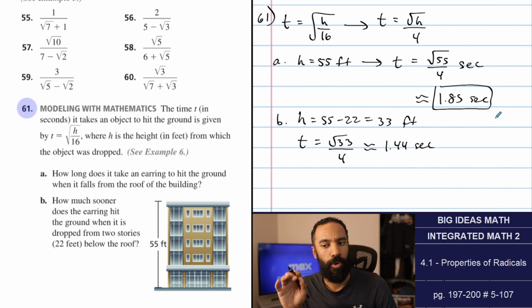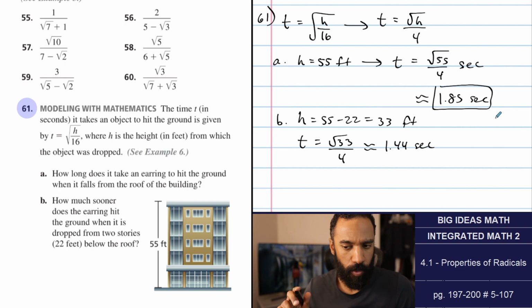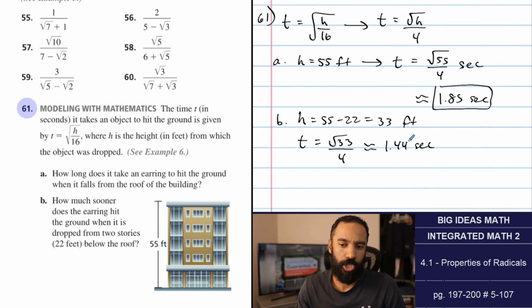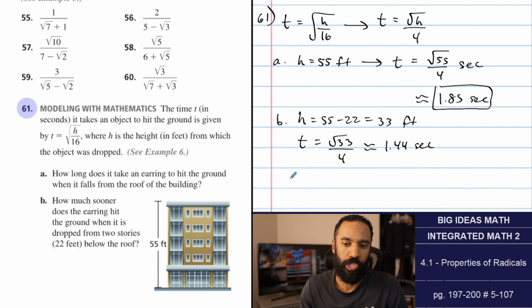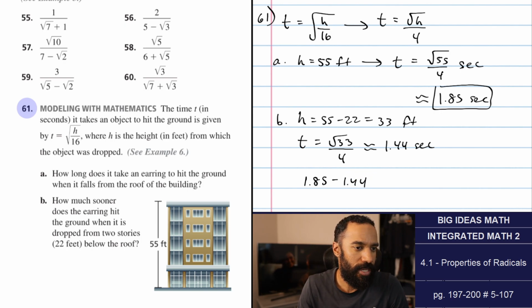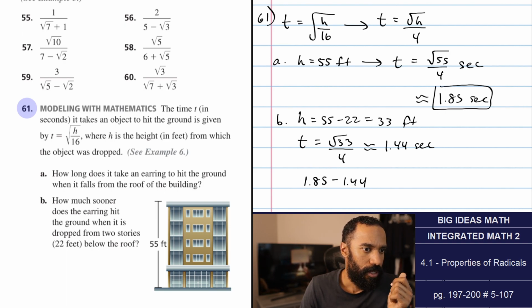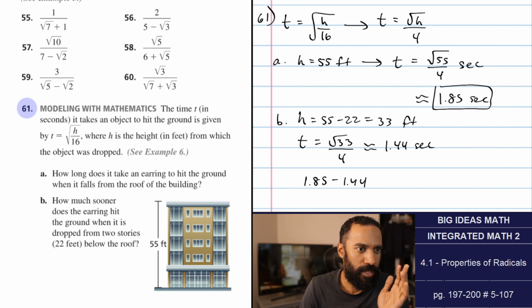I'm trying to think if there's more than one way to do this. I'm trying to think if I could substitute 22 and just be done with the answer. I feel like I can't. I'm not going to try. But anyway, this is dropped from 33 feet instead of 55 feet. So now we got to do the difference, the 1.85 minus 1.44. So I'm going to use the exact values that were in my calculator, okay, and subtracting those and then round to the nearest hundredth for that.